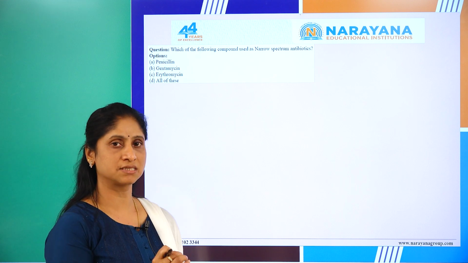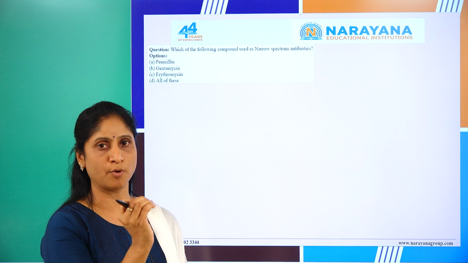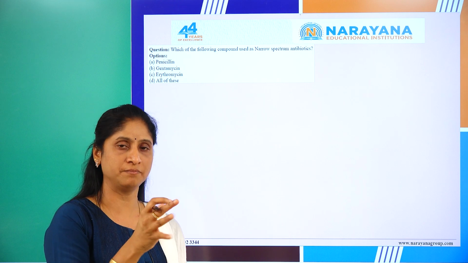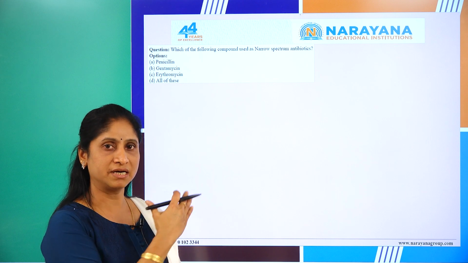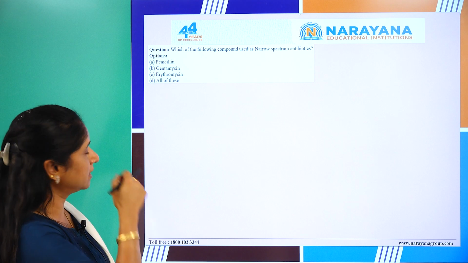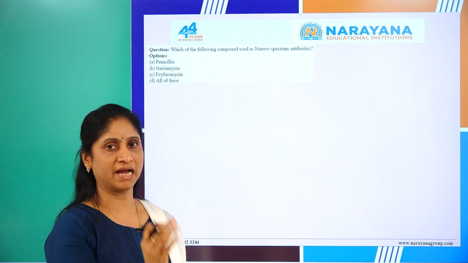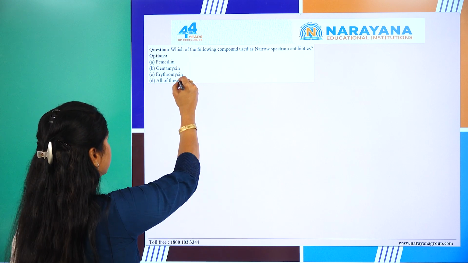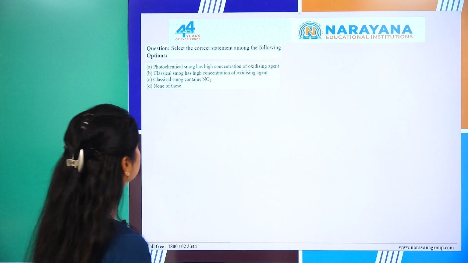Narrow spectrum means they act on either gram negative or gram positive bacteria, whereas broad spectrum means they act against all types of bacteria. But these given ones, penicillin, gentamicin and erythromycin, act only on a particular kind of bacteria, hence I can go with all of these. So let us see the next question.